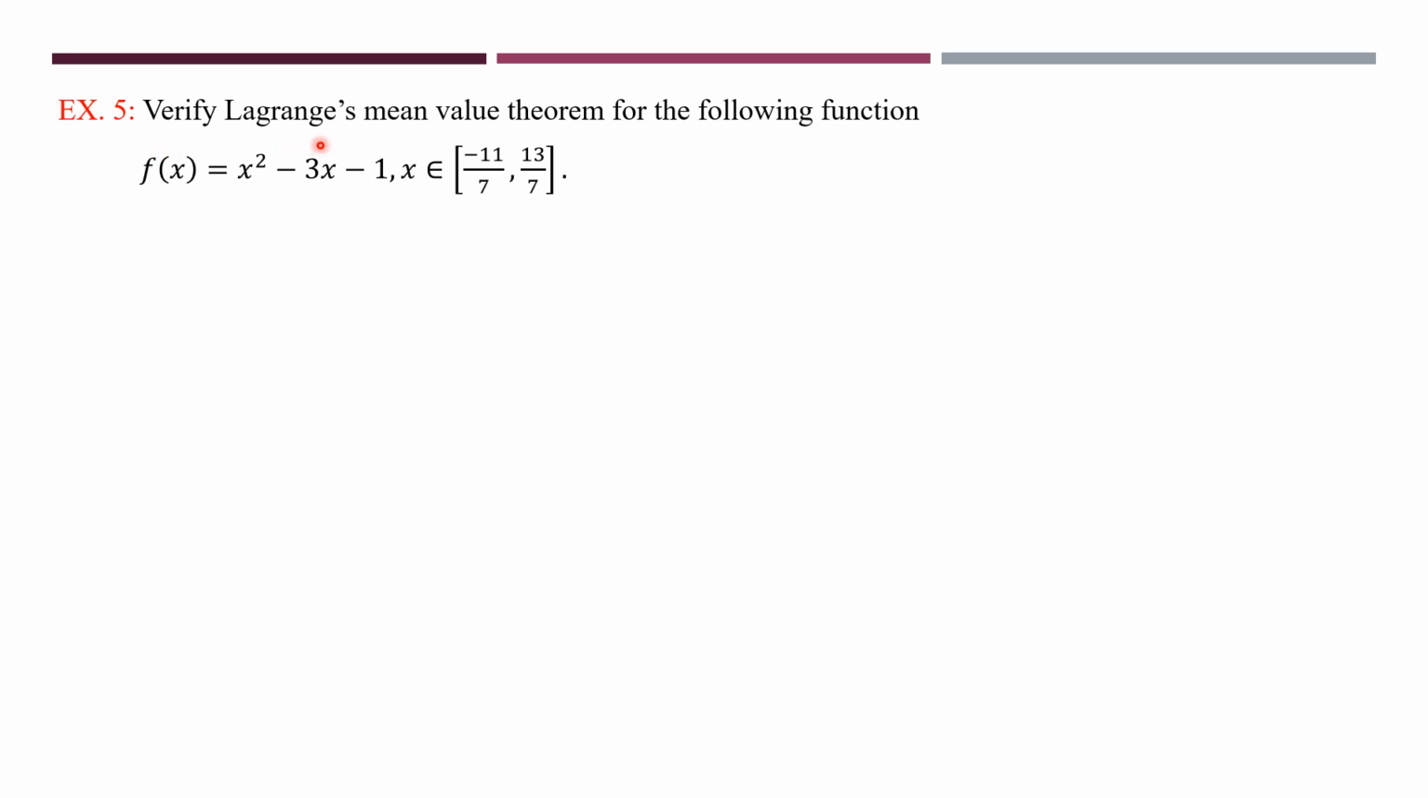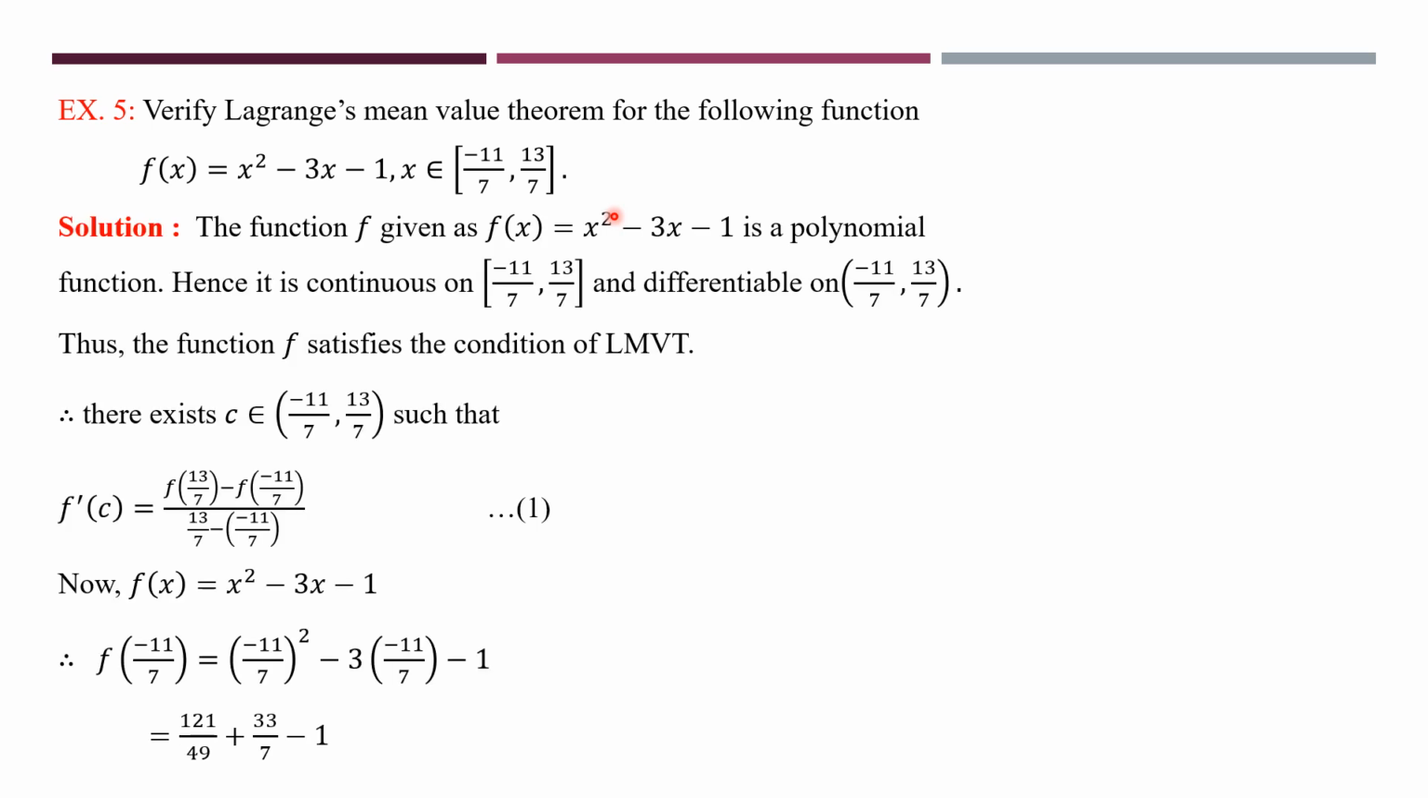Example number 5. Verify Lagrange's mean value theorem for the following function: f of x equal to x square minus 3x minus 1, x belongs to the closed interval minus 11 by 7 and 13 by 7. Solution. Here f of x is a polynomial, therefore continuous on the closed interval and differentiable on the open interval. Hence, f satisfies the conditions of LMVT.